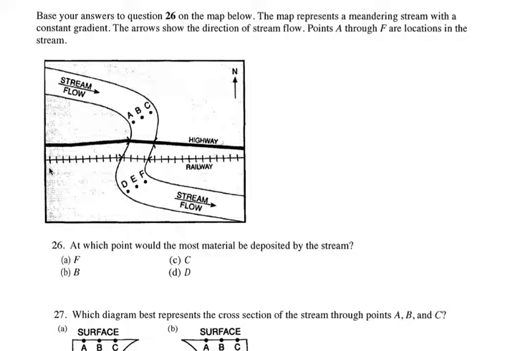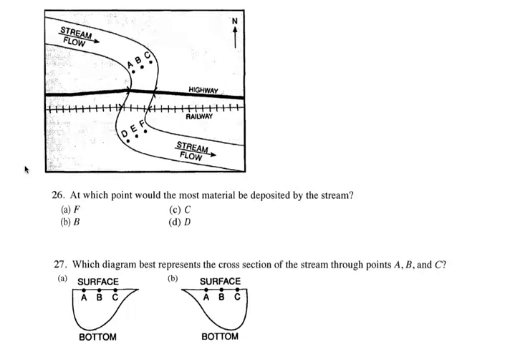Base your answers to question 26 on the map below. The map represents a meandering stream with a constant gradient. The arrows show the direction of stream flow. Points A through F are locations in the stream. 26. At which point would most material be deposited by the stream? A, F, B, B, C, C, D, D.